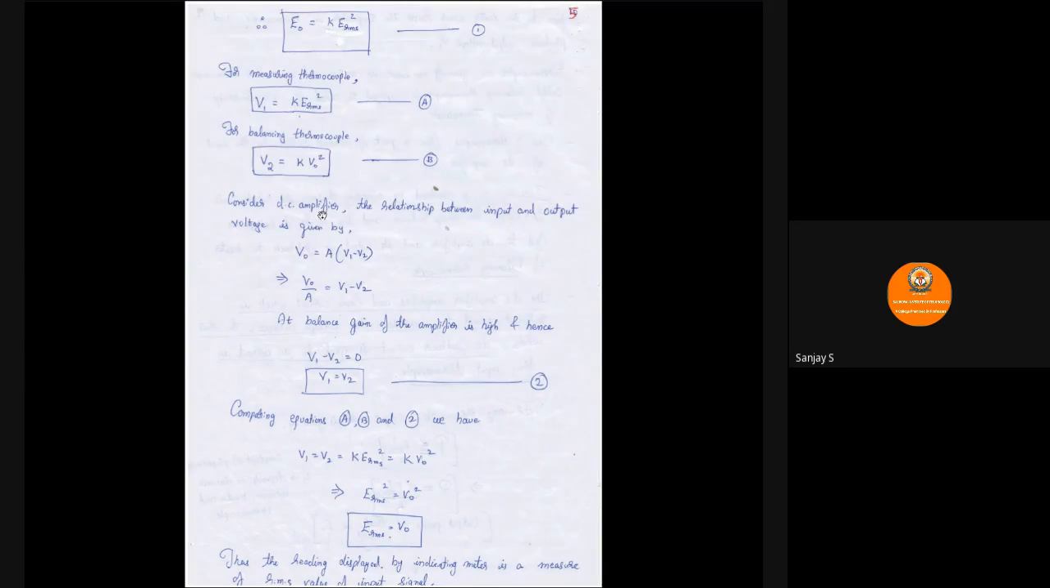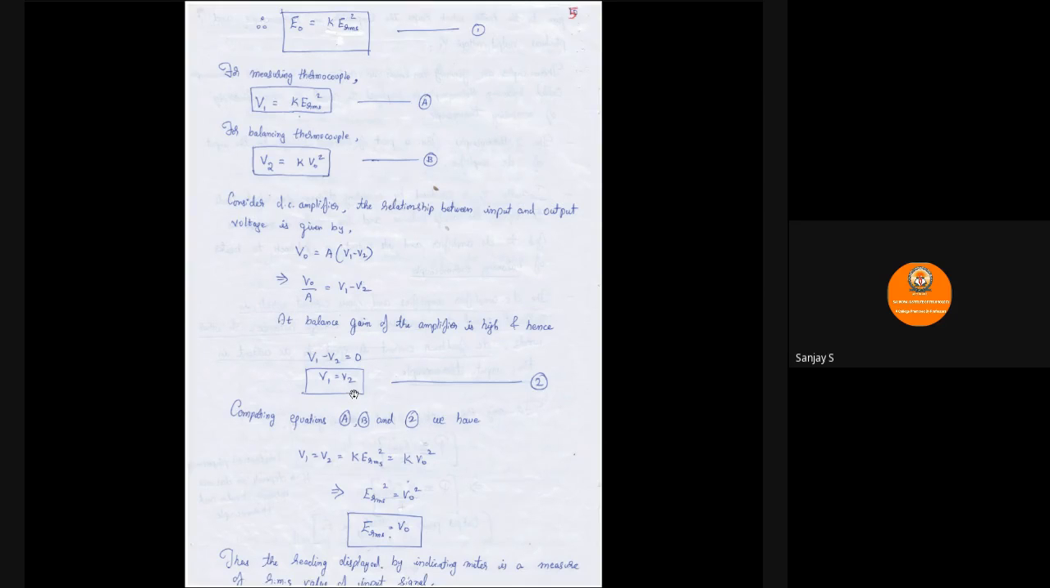Consider the DC amplifier. We know that output by input is equal to gain. V0 is the output, V1 minus V2 is the input, and A is the gain. So V0 is equal to A into (V1 minus V2), or V0 by A is equal to V1 minus V2. Generally, at balance, the gain of the amplifier will be very high, such that you can consider V0 by A close to 0. So V1 minus V2 equals 0.